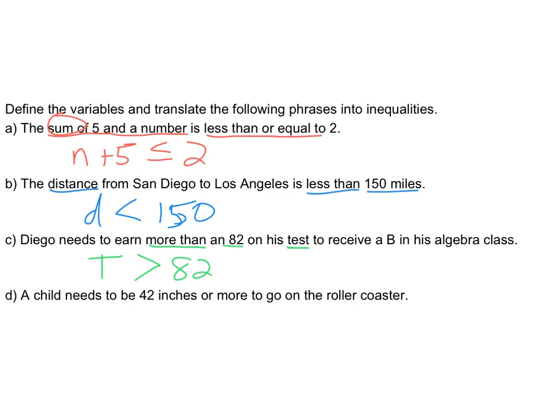And for the last one, a child needs to be 42 inches or more to go to the roller coaster. So child, we're going to use c. 42 or more. When they say or more, that means greater than or equal to 42. So the child needs to be greater than or equal to 42.